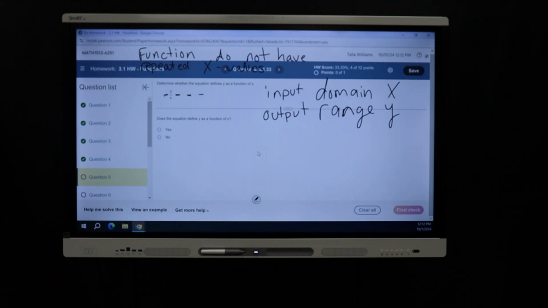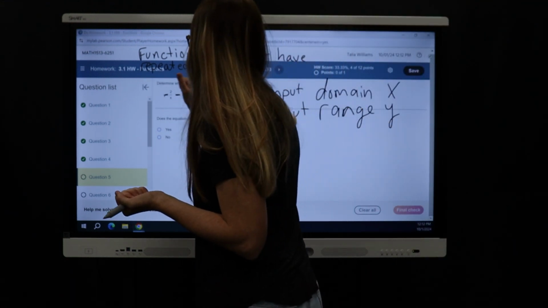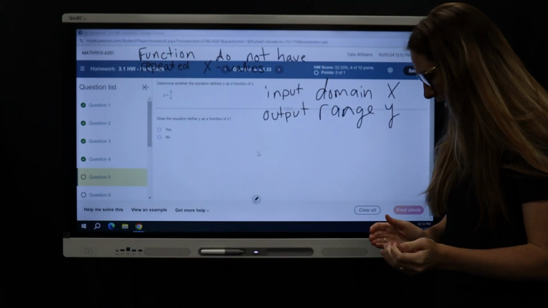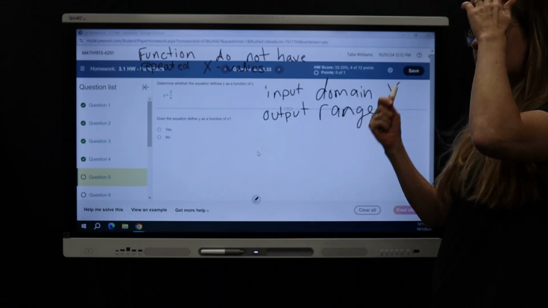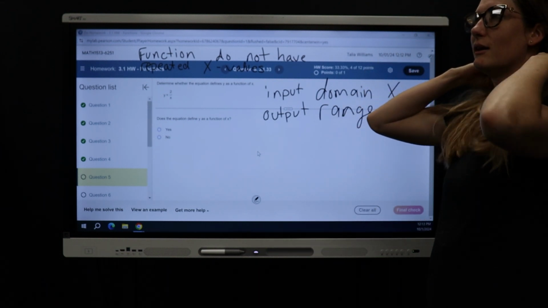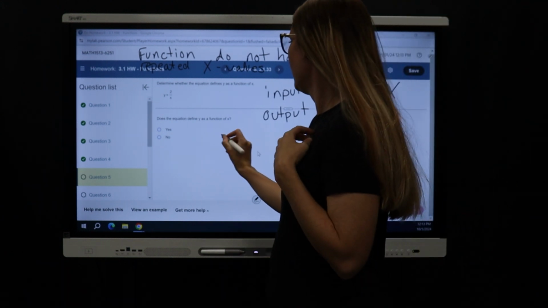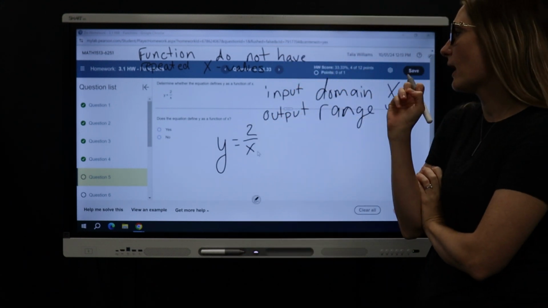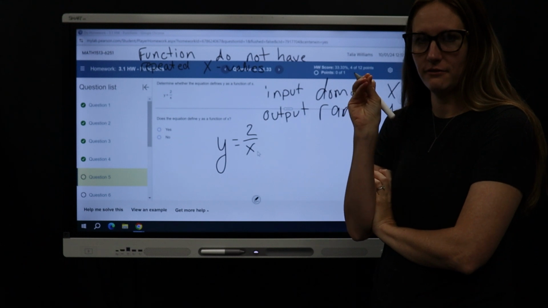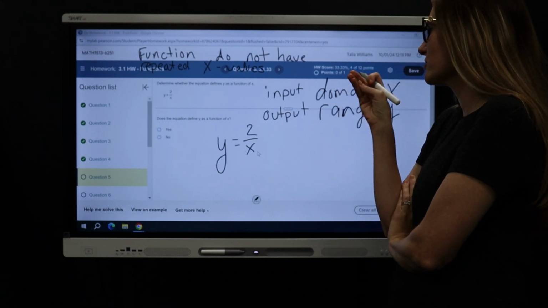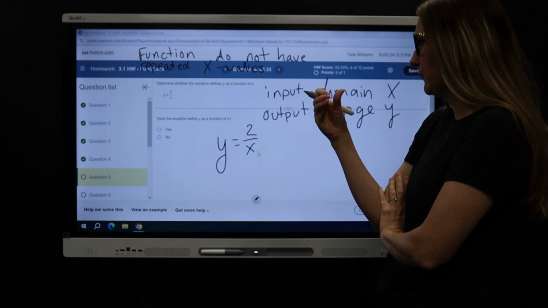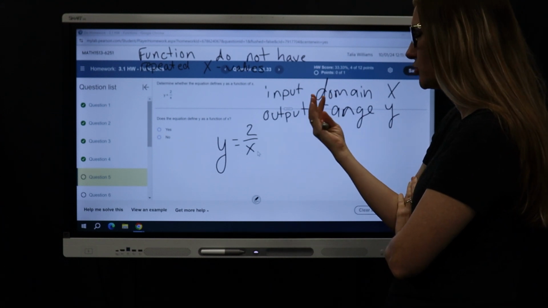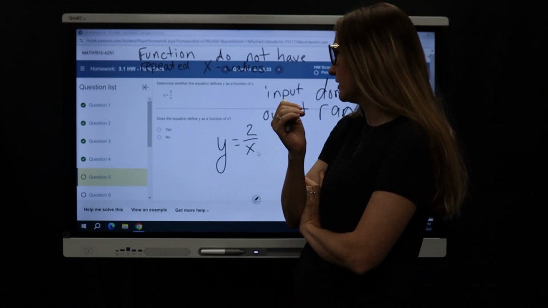Okay, let me erase this right here so we can see what we got. Determine whether the equation defines y as a function of x. So, what's the best way to explain this simply? y equals 2 over x. If I can write an equation, y equals, it's a function, because there's not going to be that repeated x value. This is a reciprocal function. In fact, it's stretched by 2. We're going to get into that stuff later on.